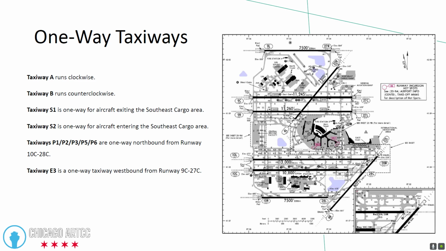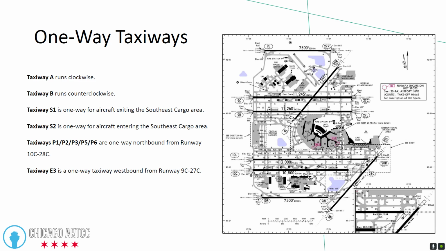Sierra 1 is one way for aircraft exiting the southeast cargo area down here to the south, with Sierra 2 as the aircraft entering the southeast cargo area. Taxiways Papa 1, Papa 2, Papa 3, Papa 5, Papa 6 are one-way northbound from runway 10 center, 28 center. And Taxiway Echo 3 is one-way westbound from runway 9 center to 7 center.